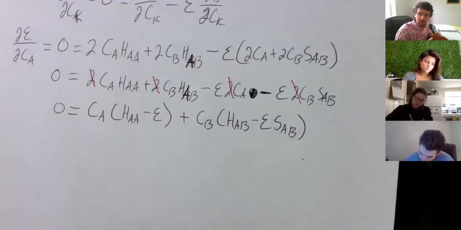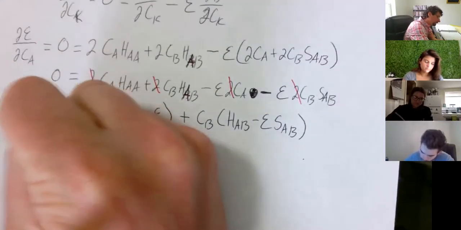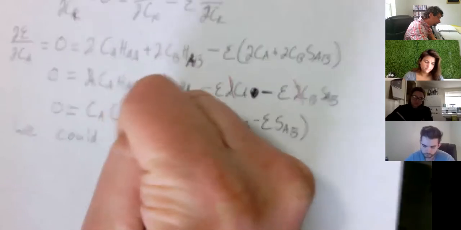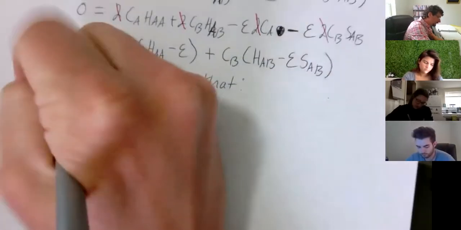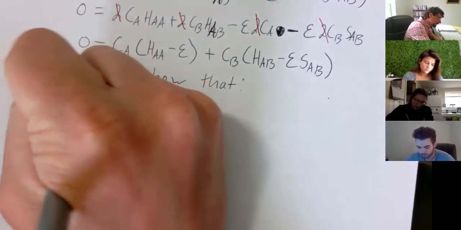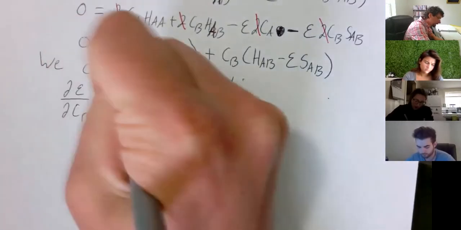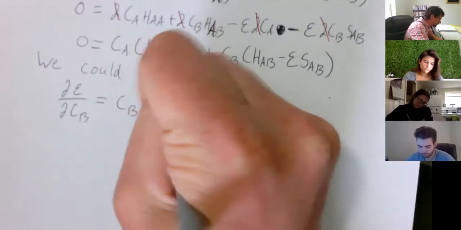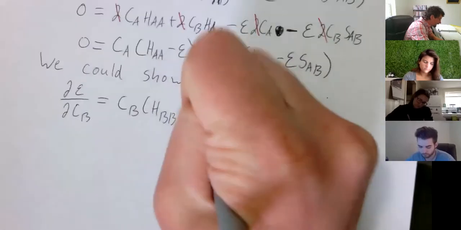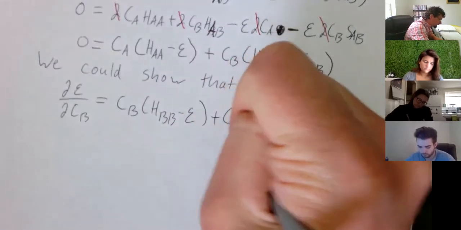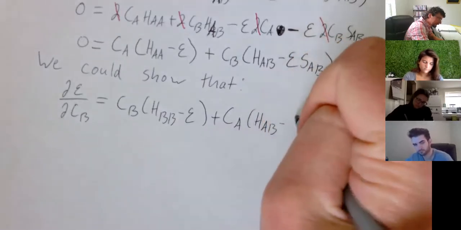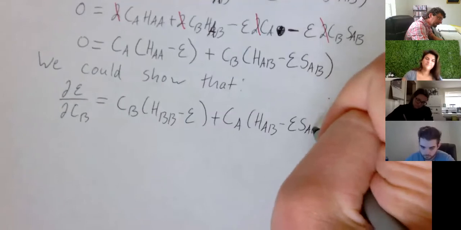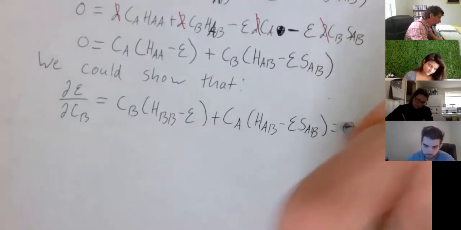And you could show the same thing is true. We could do the same thing for CB and show that the differential with respect to CB is equal to CB HBB minus epsilon plus CA HAB minus epsilon SAB is equal to 0.